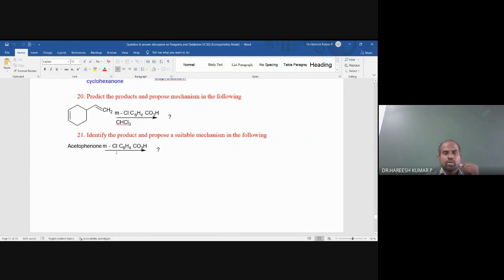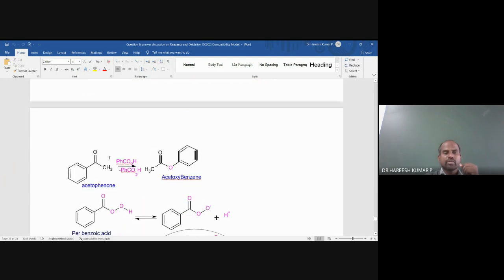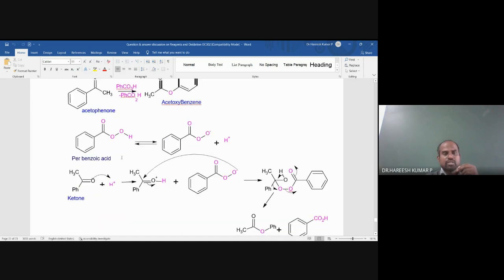Acetophenone: identify the product and propose a suitable mechanism in the following. Acetophenone, when it is treated with metachloroperbenzoic acid. You know that acetophenone is C6H5COCH3. When it is treated with perbenzoic acid, it will act as a source of oxygen, and the oxygen is added between the phenyl group and carbonyl group. That means between the methyl and phenyl, phenyl migrates, as per the migratory order. So this is the mechanism.